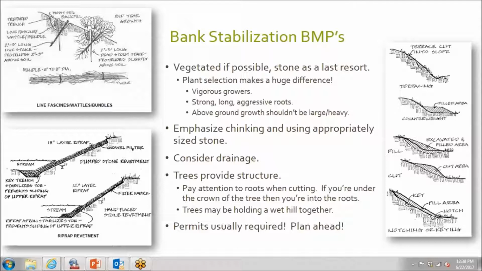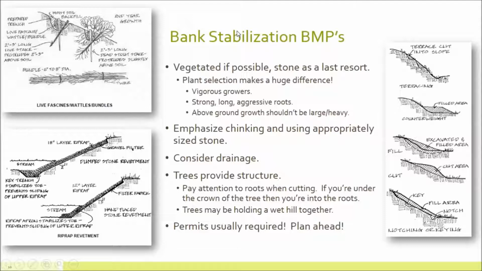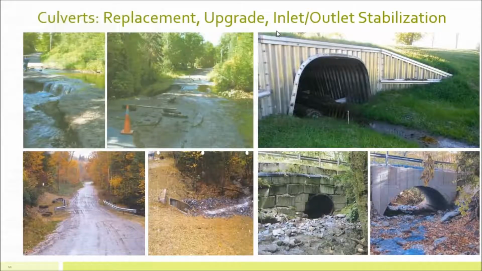Sometimes our foremen try to think that a wet hill means they need to cut all the trees off to dry it off. That may not be the case. Those roots may be holding that whole wet hill together. So look at different solutions you can use at the bottom of the hill. And for especially our riverbank projects, permits are likely required, so we encourage our towns to plan ahead and look at what's going on.